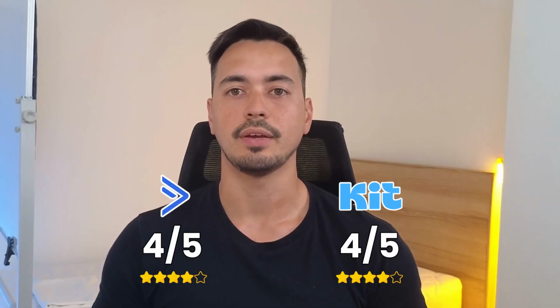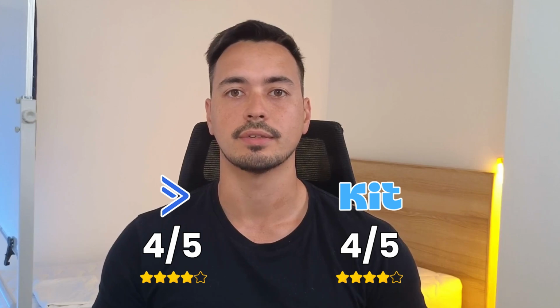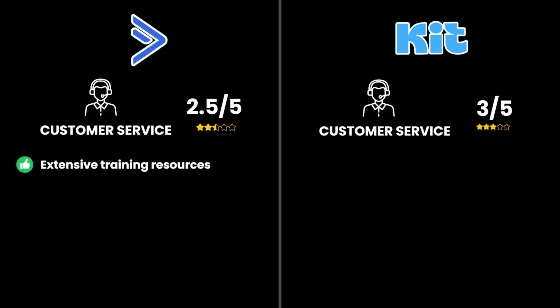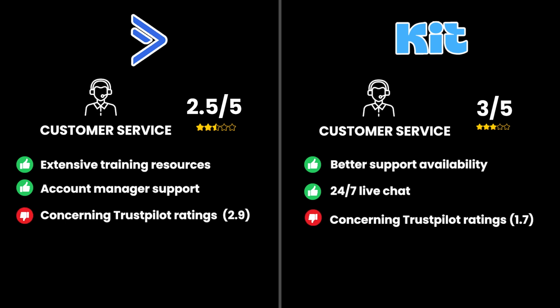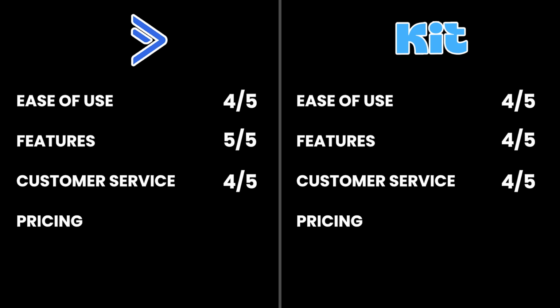Customer support is roughly equal, with both platforms offering comprehensive migration assistance. ActiveCampaign provides more extensive training resources and account manager support, while Kit offers better support availability on free plans and 24/7 live chat on paid plans. Both have concerning Trustpilot ratings, making this category a tie despite their different strengths.